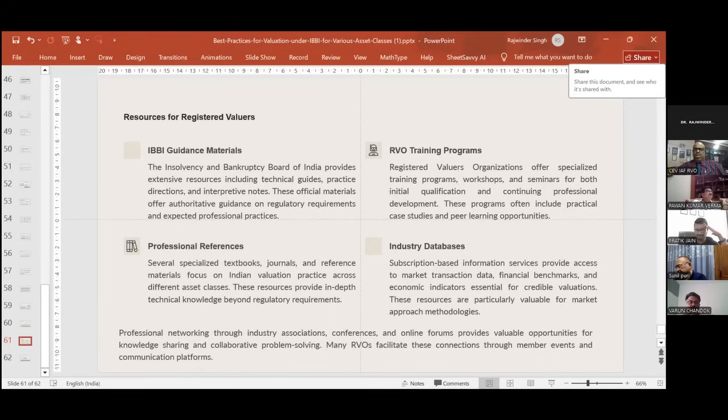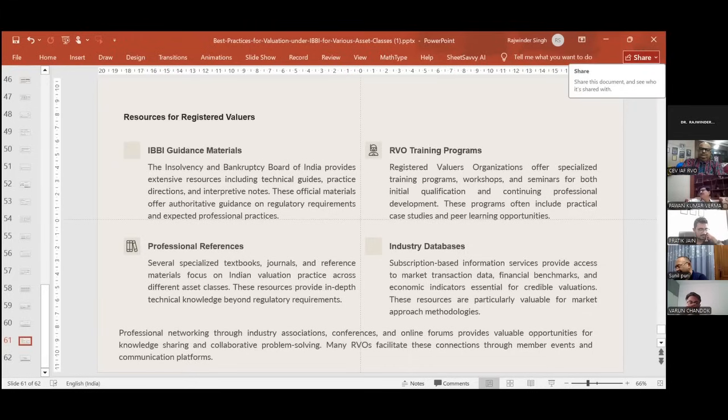And then for a particular industry, you can refer to the industry database. So you can have subscription-based information services which provide access to market transaction data, financial benchmarks, and economic indicators essential for credible valuations. These resources are particularly valuable for market approach methodologies.